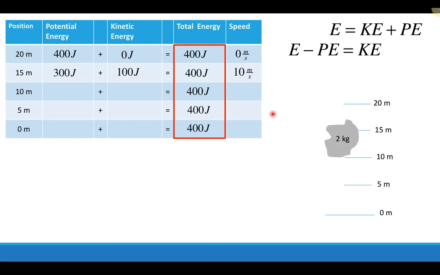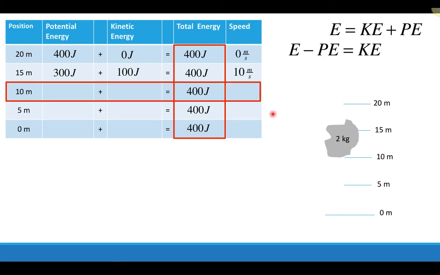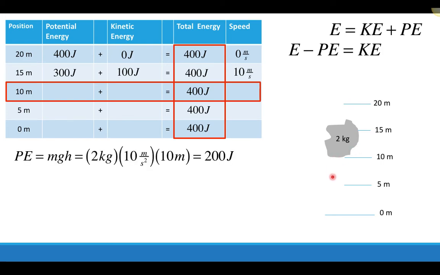All right, so we can go through the same process for the other points. I'm going to go through this a little more quickly. So at 10 meters off of the ground, I can calculate the potential energy. It is 2 kilograms times 10 times the 10-meter mark, which is 200 joules.